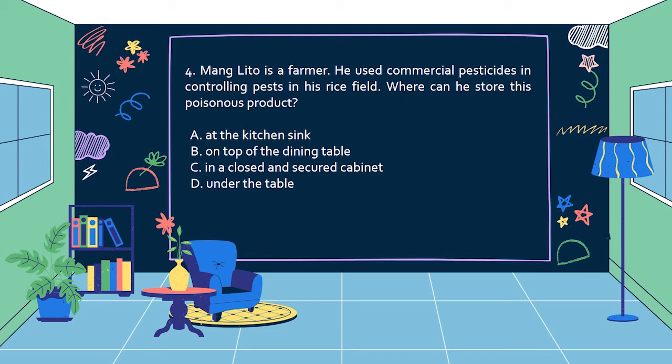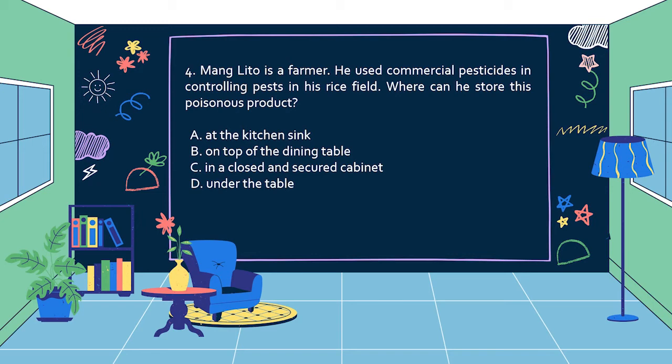Number 4. Manglito is a farmer. He used commercial pesticides in controlling pests in his rice field. Where can he store these poisonous products?